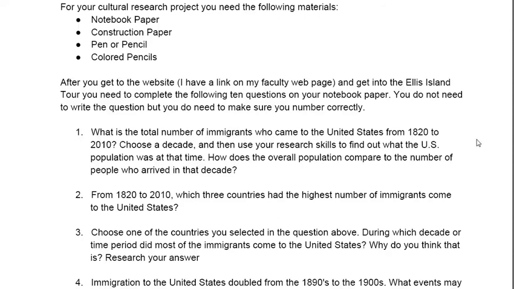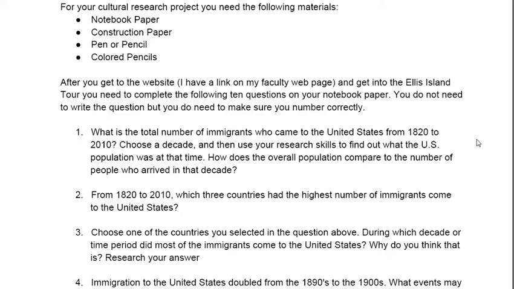So the first question we talk about is, what is the total number of immigrants who came to the United States from 1820 to 2010? So when we get on the website, there's a big line graph with a bunch of white numbers that goes from 1820 to 2010. You just need to take a calculator and add up all of those numbers and write down in a complete sentence what the number is. And that's the first part of the question.